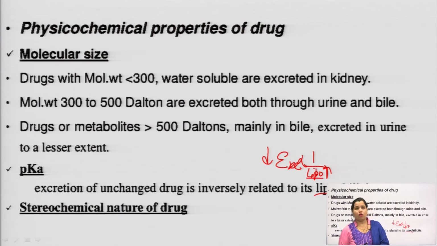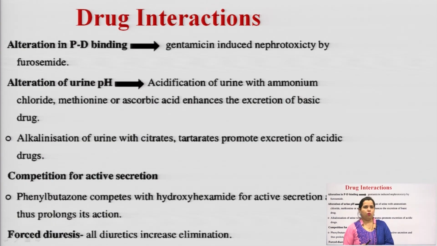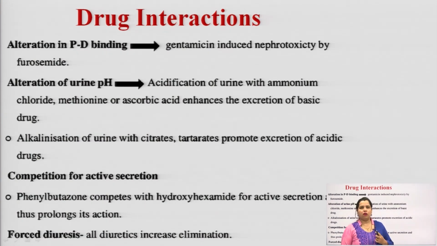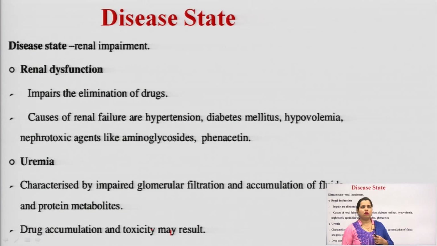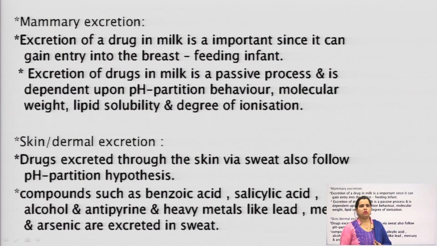After the physicochemical properties, we discussed molecular size and various parameters, and also the distribution and binding character of the drug. Then blood flow, biological factors, and drug interactions. Several drug interactions have been stated here, and apart from these, you can find many more. Disease state also, renal dysfunctions and uremia. After that, non-renal routes like biliary, pulmonary, salivary, mammary, skin and dermal excretion, gastrointestinal, and genital. So, we discussed it thoroughly.